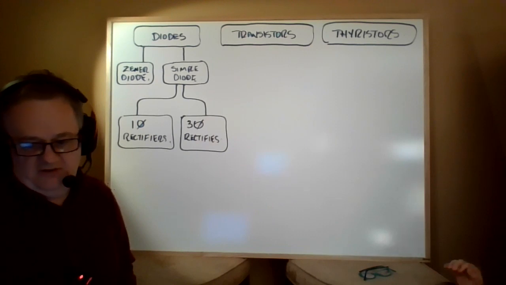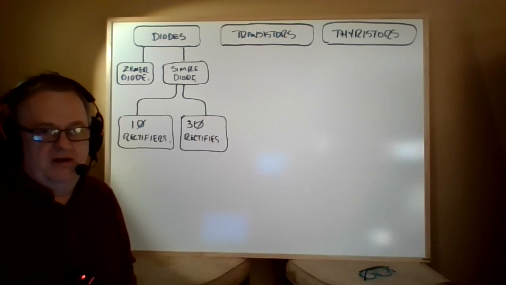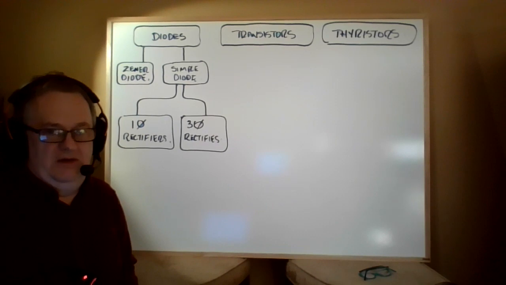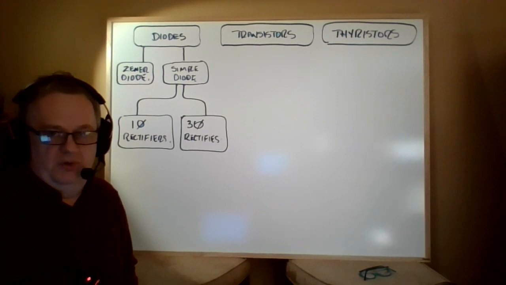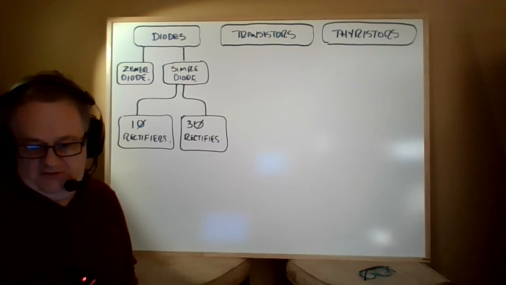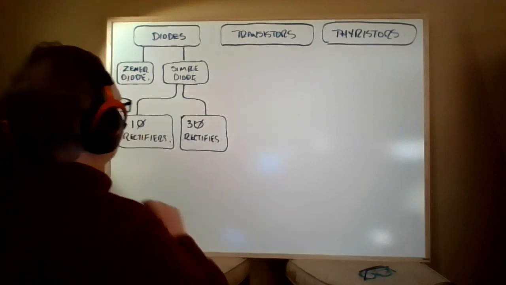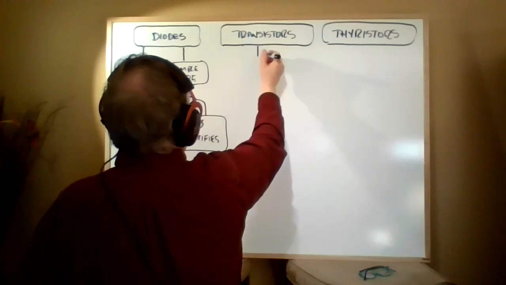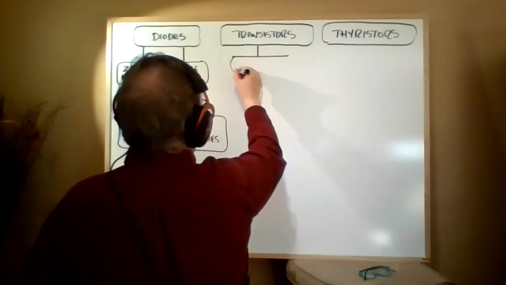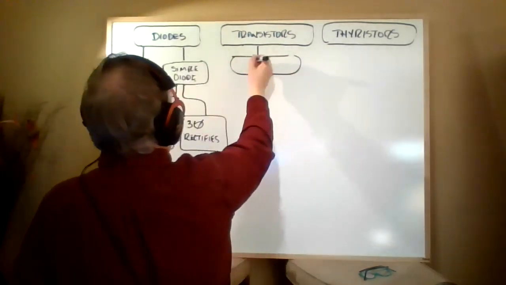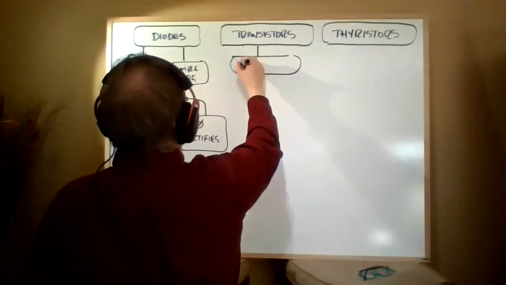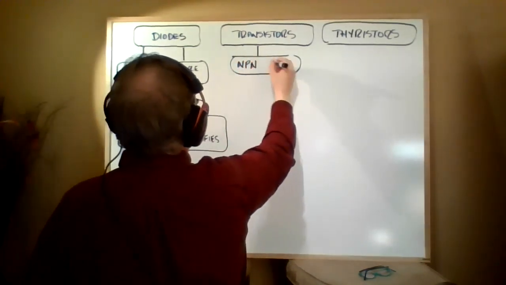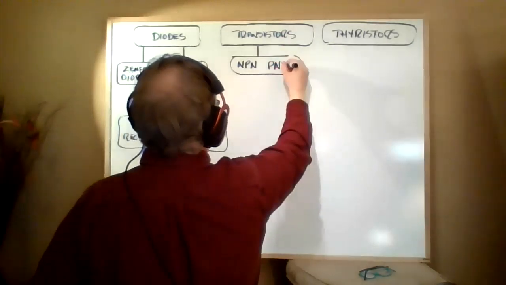So the rectifiers are a very important part, and they of course fall under diodes as a group of components. Now, under transistors, we're going to do a little bit of transistor review, and just remember that these essentially came in a couple of different flavors. One was N, P, N, and the other one was P, N, P.